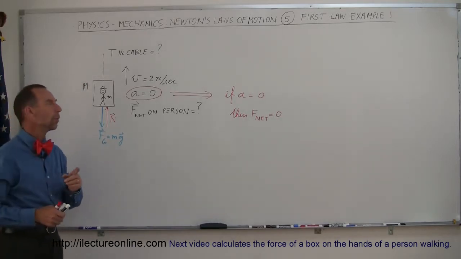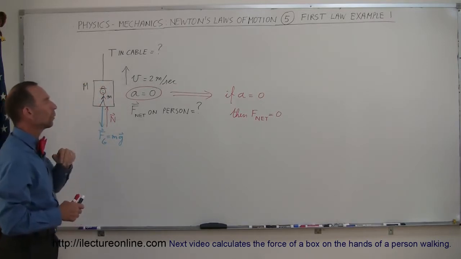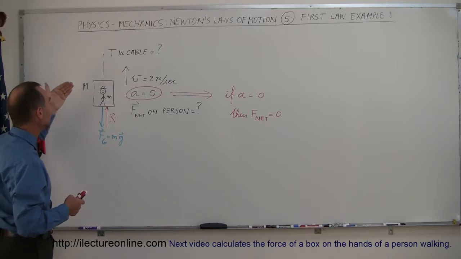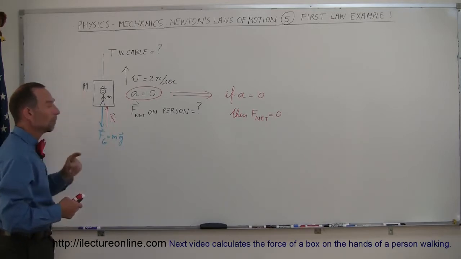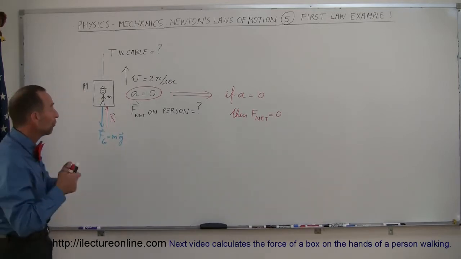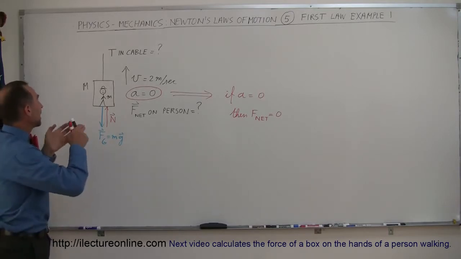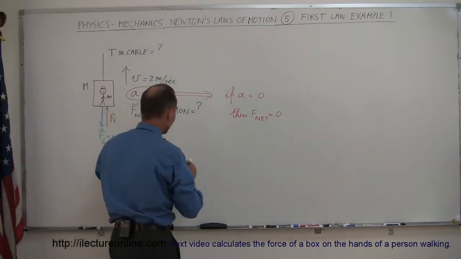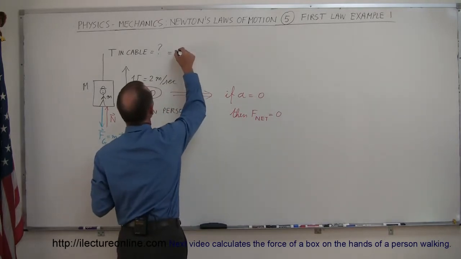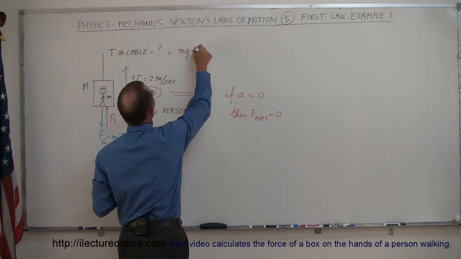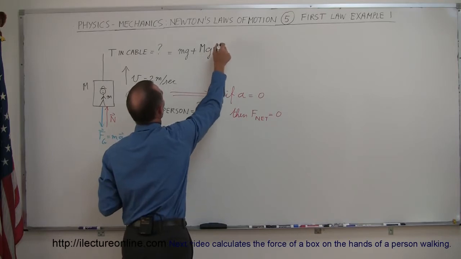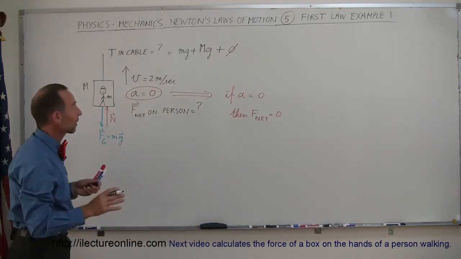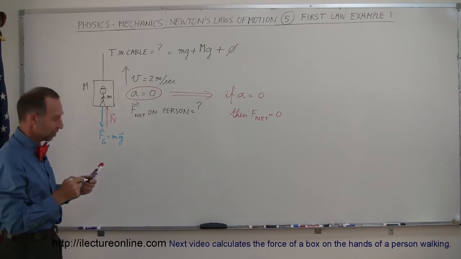So then you say, well, what would be the tension in the cable? Well, what is the cable doing? It's supporting the weight of the person and it's supporting the weight of the elevator car, but it's not adding additional force to accelerate anything because nothing is accelerating. So therefore, the tension in the cable is simply equal to the weight of the person plus the weight of the elevator car, and plus nothing more because there's no additional force required since there's no acceleration in the car.